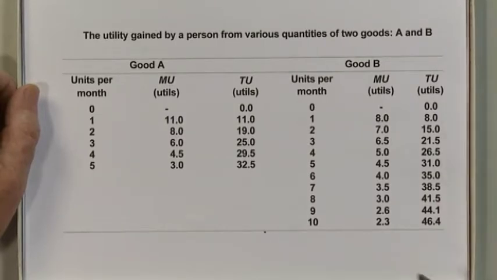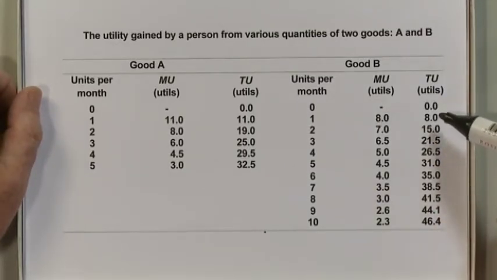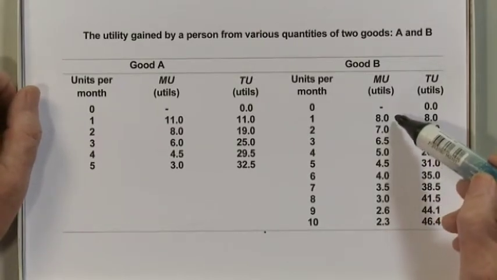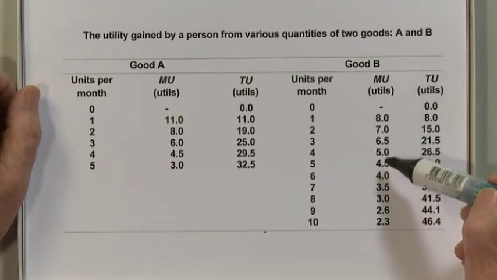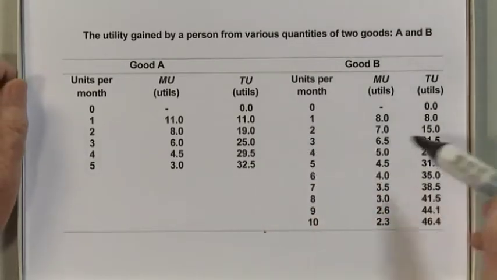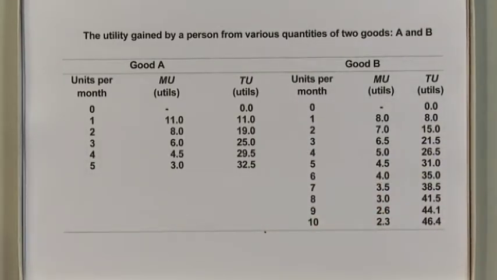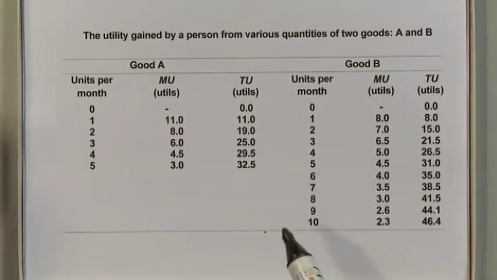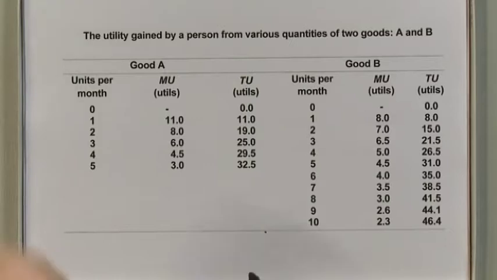Now, what about good B? That also exhibits the same characteristics. As you increase your consumption, utility rises, but at a decreasing rate. Or put that another way, marginal utility falls. Now, the amount of utility that you get from each good is different because they're two different goods. But the principle of a diminishing marginal utility holds for both goods.